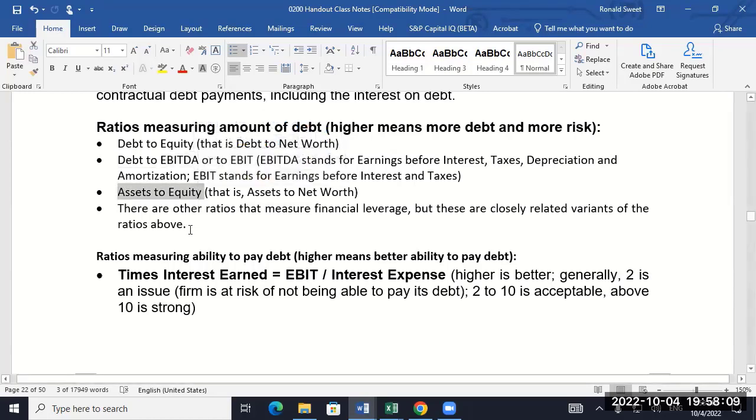Later, when we do ROE decomposition, we're actually going to do assets to net worth. And that's just the way the ROE decomposition works. So that's the only reason I'm using it there, so we can use that formula. We're not going to use it in this part of the paper. All right. So those are ratios that ask, do you have too much debt? And is 7 too high? Is 12 too high? Is 2 too high? The answer is, what do your peers look like? What does the industry look like? There are no rules of thumb for everybody.